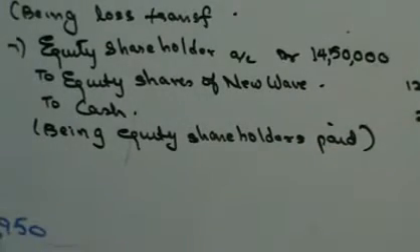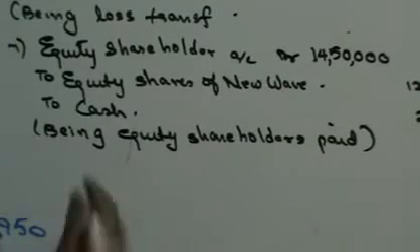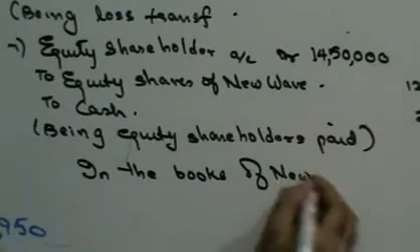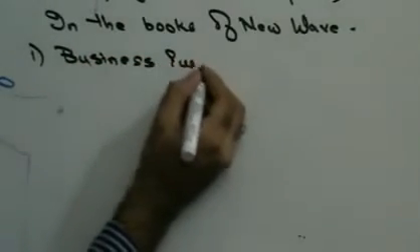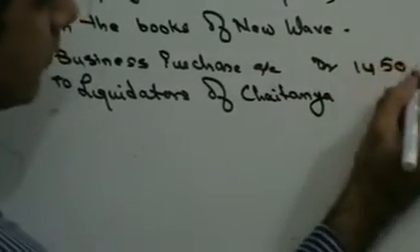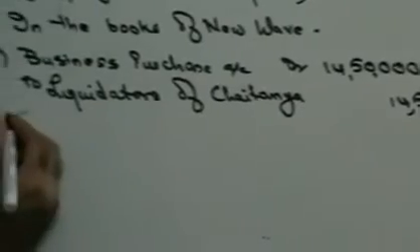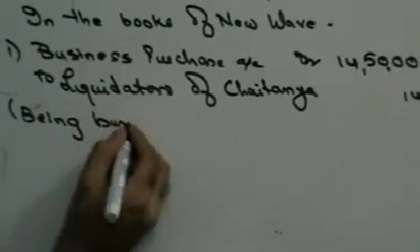Next. So we finished making entries in the books of Chaitanya. Now let's make entries in the books of New Wave. First, business purchase account debit to liquidators of Chaitanya. Amount is 14,50,000. Being business acquired.